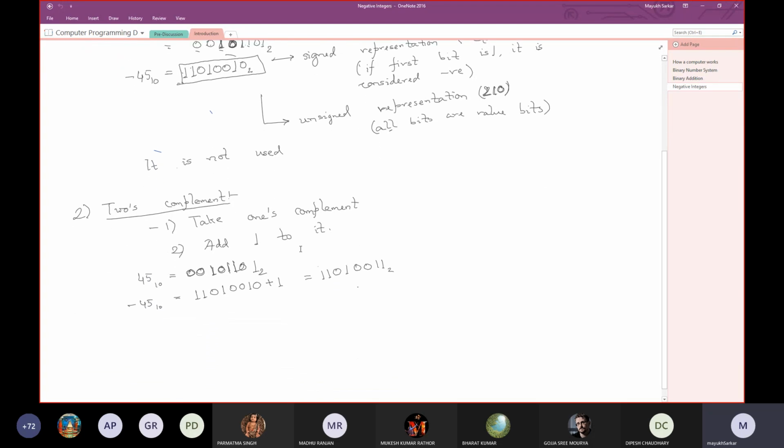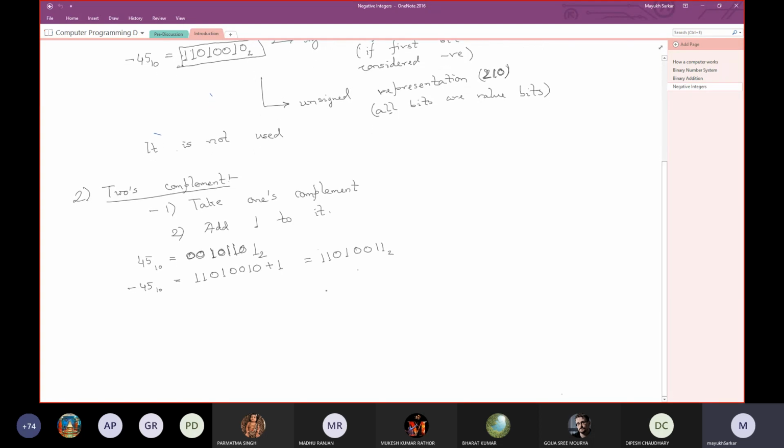And today we are going to discuss these two negative number representations in detail, that why one's complement is not used, whereas the two's complement is the most used in digital circuits or any electronic device to represent negative numbers. So, firstly, let us consider this example.